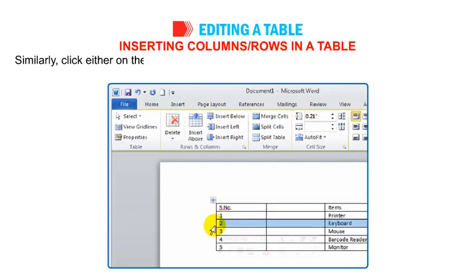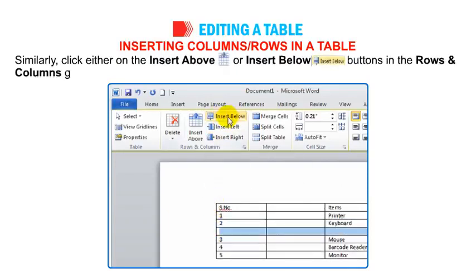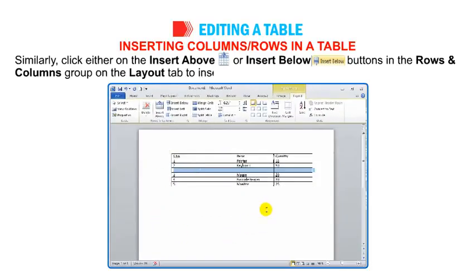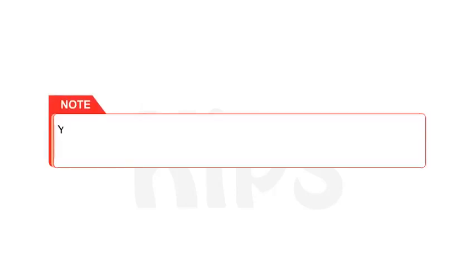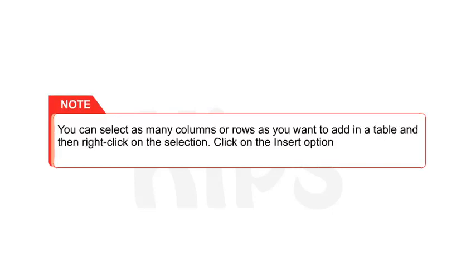Similarly, click either on the Insert Above or Insert Below buttons in the Rows and Columns group on the Layout tab to insert a new row. Students, note that you can select as many columns or rows as you want to add in a table and then right-click on the selection. Click on the Insert option and choose the desired option from the Cascading menu.